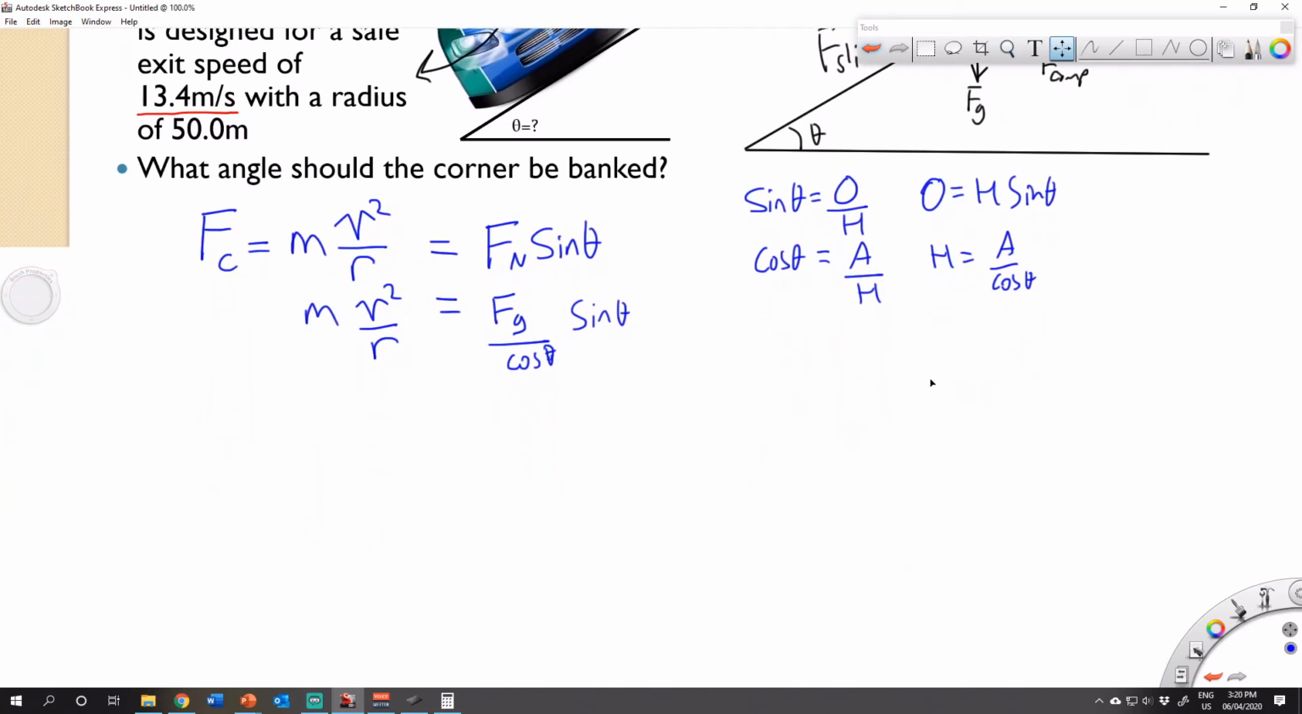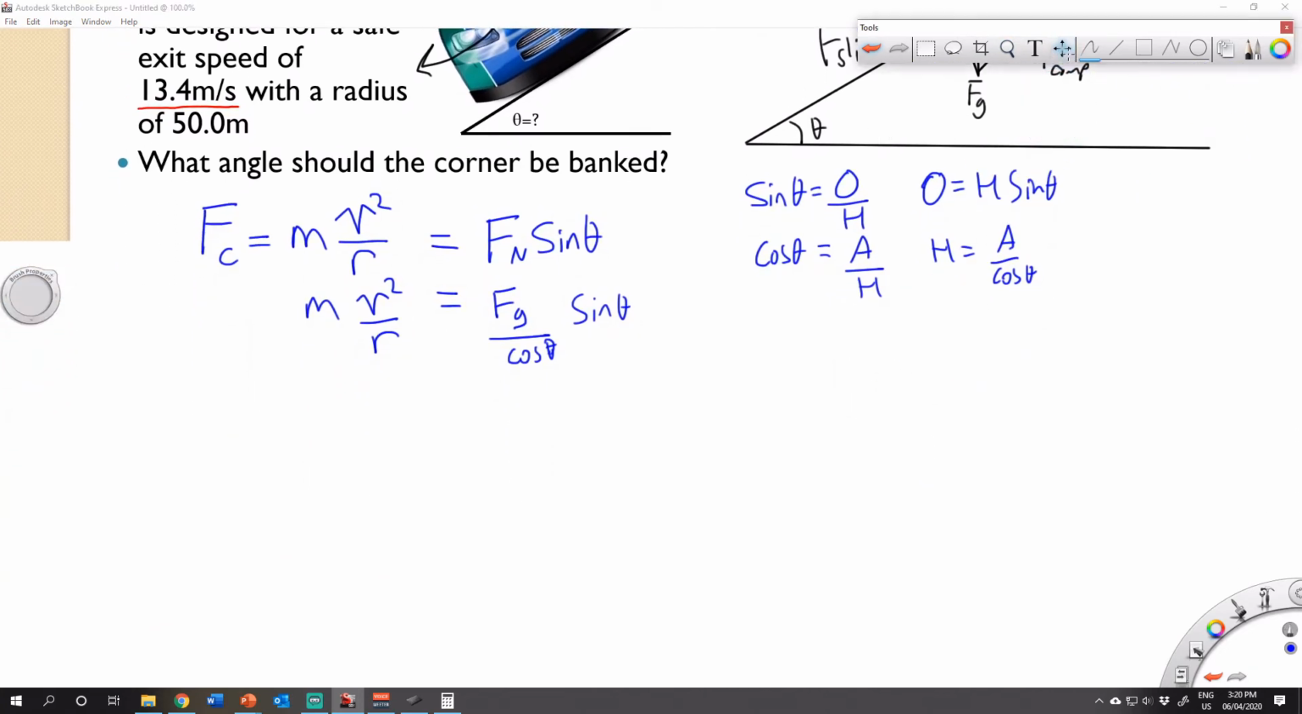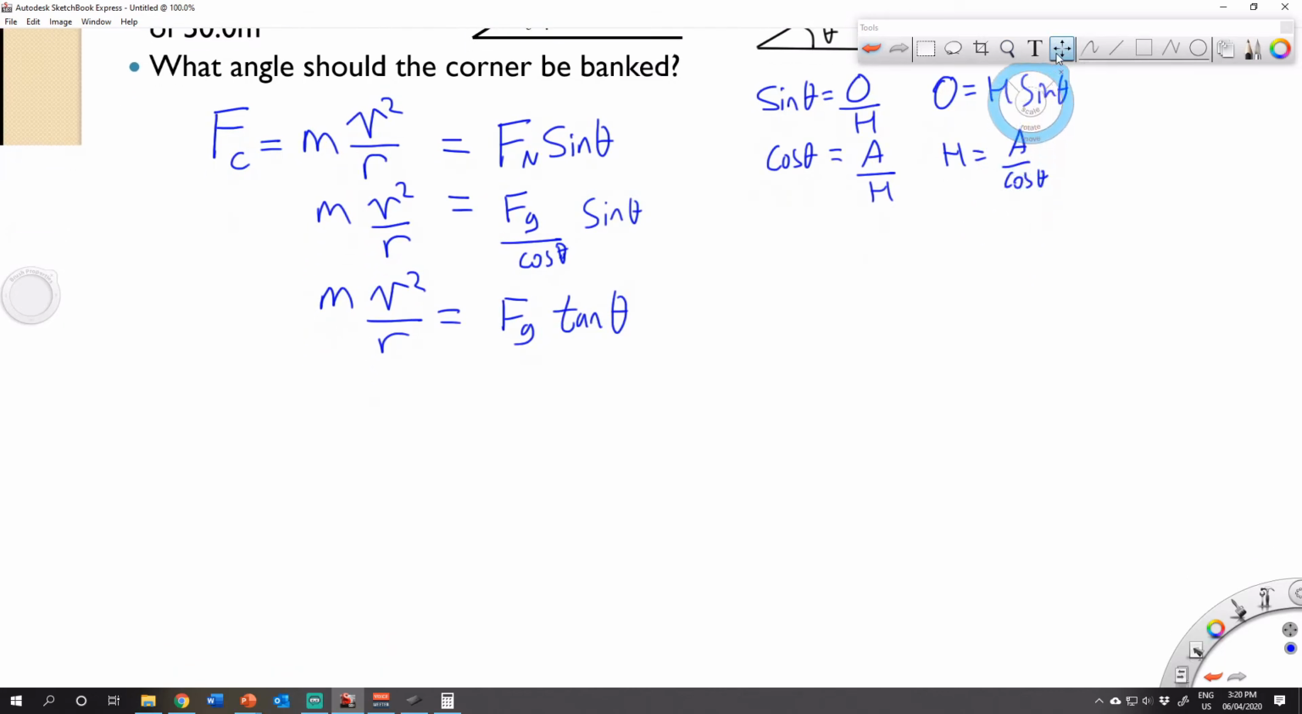Now at this point, hopefully some of you remember some of your trig identities from pre-calculus 12, because what can I do with sine over cosine? Can I simplify that? Hopefully yes. Sine over cos ends up becoming tan theta. Alright, I'm going to replace Fg with its formula, mass times gravity. So mv squared over r equals mass times gravity times tan theta.